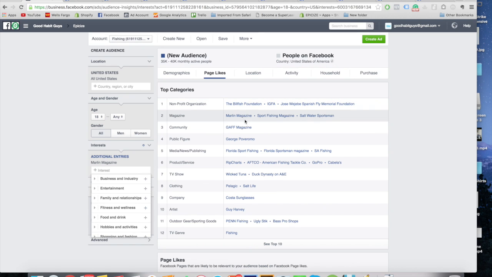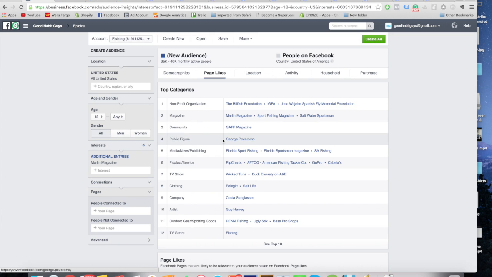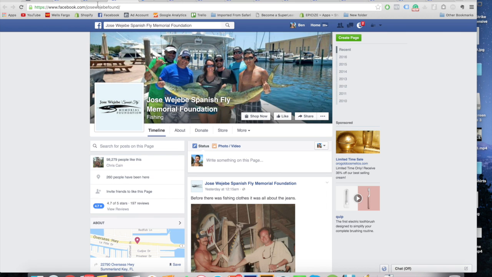Marlene magazine, 35 to 40,000. I'm gonna open these ones up. Fly Memorial, Marlene Sports, public figures. Here we're already starting to get an opening to our next category, which is public figures. Like I said before, public figures is something that we want to search for as well.